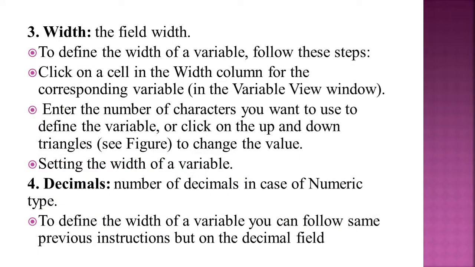The third content of the variable view is width. The field width. To define the width of a variable, follow these steps. Click on a cell in the width column for the corresponding variable in the variable view window. Enter the number of characters you want to use to define the variable, or click on the up and down triangle to change the value. Setting the width of a variable.